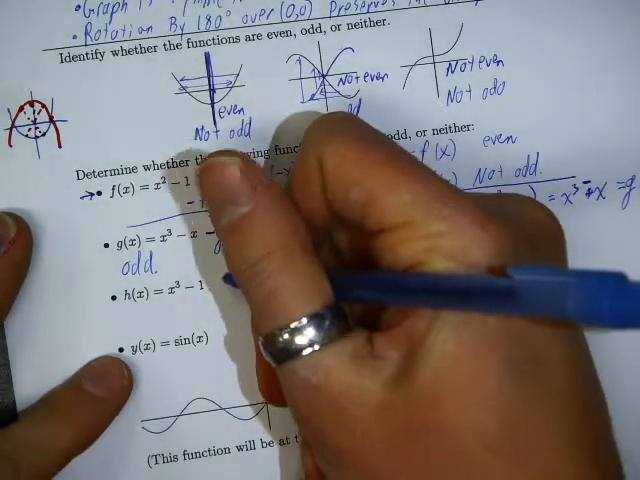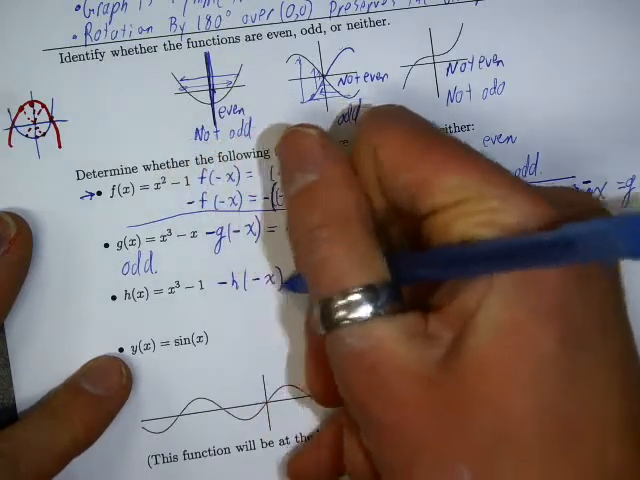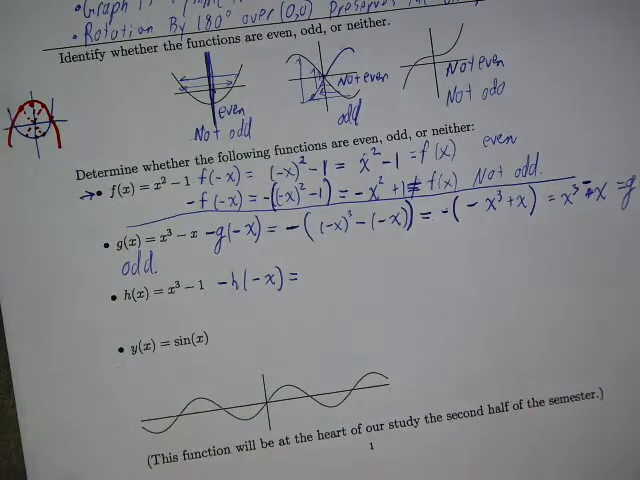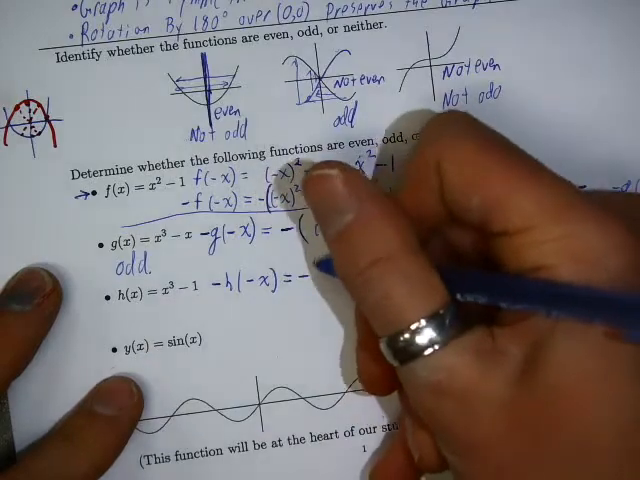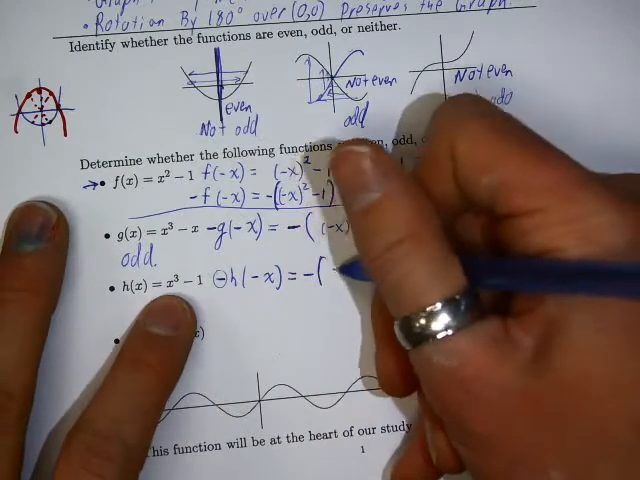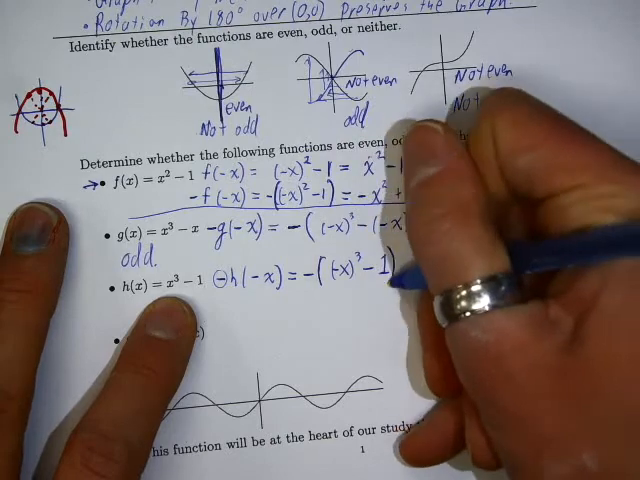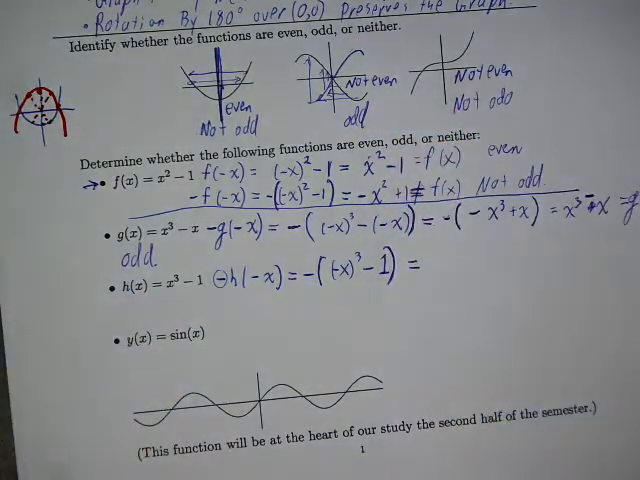So in order to see if it's odd, I need to compute negative h of negative x and see what I get. And this will be exactly the same process as what happened right above. It'll be negative for that negative sign. Then replace all the x's with negative x's. Negative x cubed minus 1, close parentheses. And now I think I'm just going to be quiet for a second. And you guys will tell me whether you wind up getting the exact same thing as h of x.